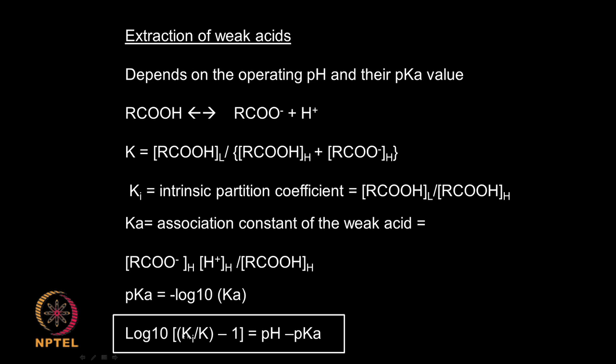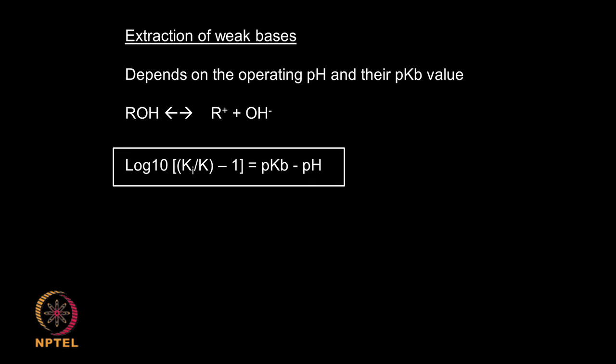So, log10 of (Ki by K minus 1), that is the intrinsic partition coefficient by the actual partition coefficient, is equal to pH minus pKa. So, depending upon the pH, the K can change, because your dissociation can change. That is the extraction of weak acid.